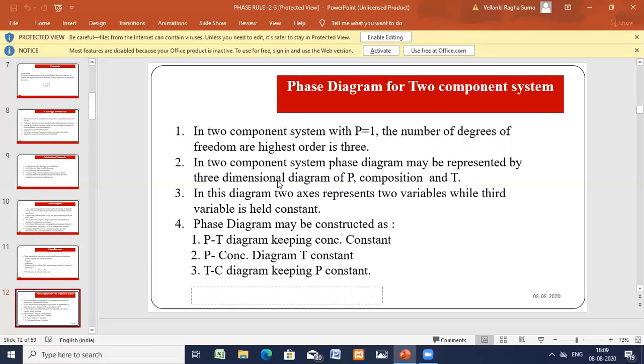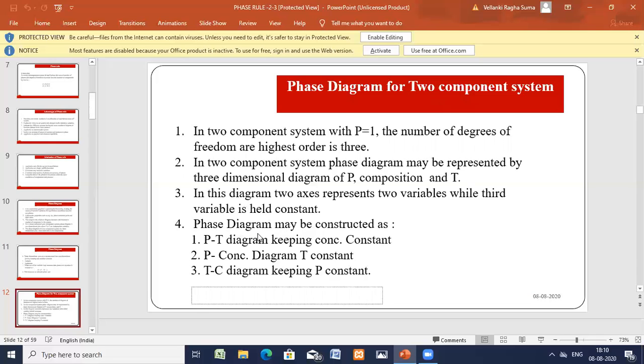In the three-dimensional diagram, one is kept constant. What are the three dimensions? P, T, C: pressure, composition and temperature. In this diagram, two axes are represented with two variables, while the third one is held constant. I told you now, for a two component system, three-dimensional, one is constant. It may be P or it may be T, can be kept constant.